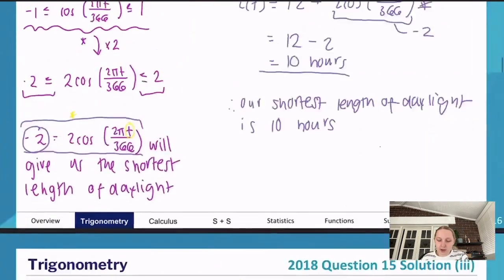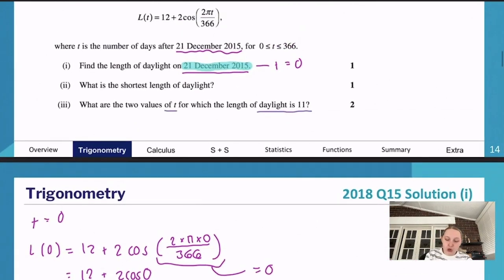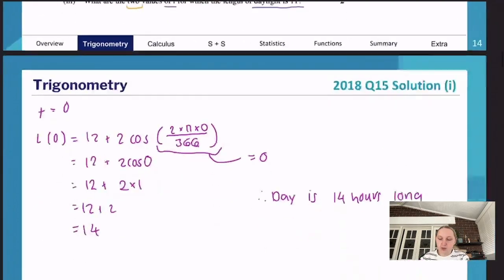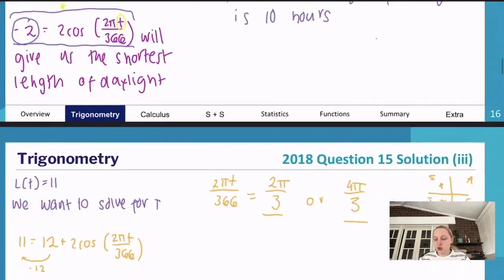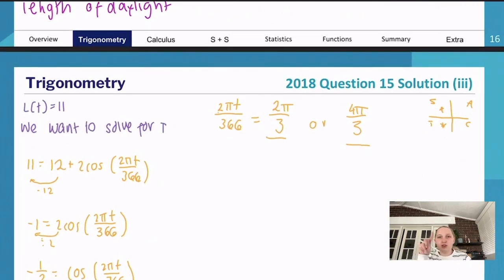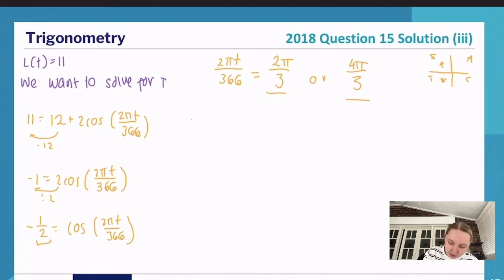But we've got to remember, the question is asking us, what are the 2 values of t for which the length of daylight is 11? That 2 is also an indicator that you don't have to keep going round and round and round. They only want you to do the first 2. Okay? So then we want to solve for each of these. So if we've got 2 pi t on 366 is equal to 2 pi on 3, then we can pretty much go, okay, we can cross these out on both sides. And then what do we want to do?